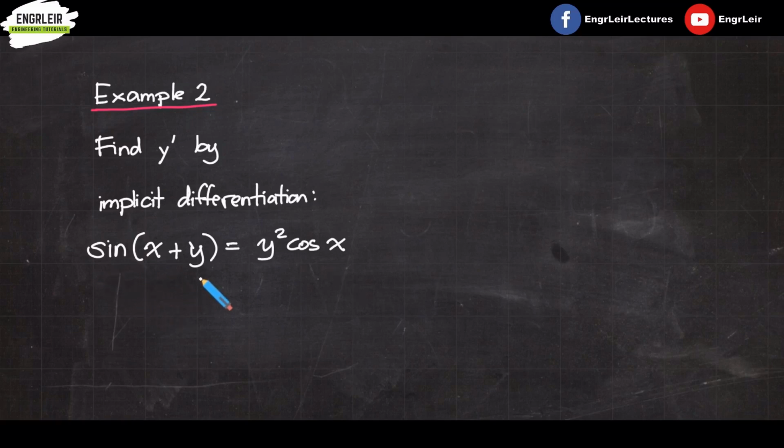So, first, ano ba ang derivative ng sine function? That would be cosine. So, we will have cosine of x plus y, and then don't forget, this would be multiplied sa derivative nung nasa loob. Ang derivative nito would be 1 plus derivative ng y is y prime. Okay.